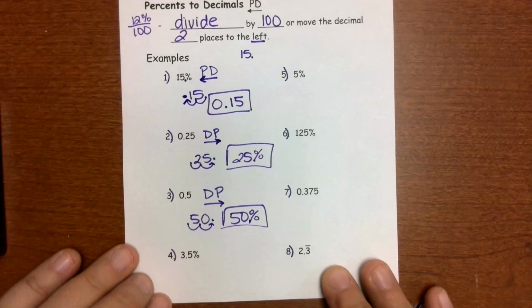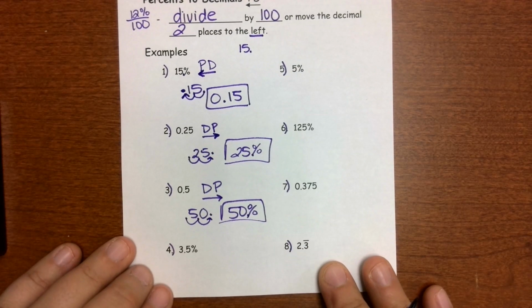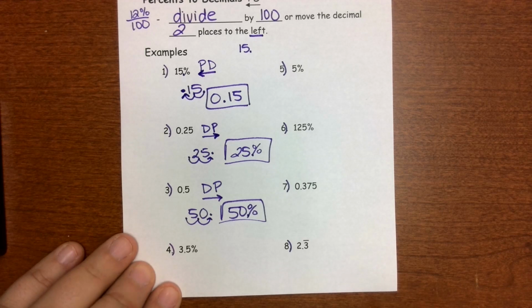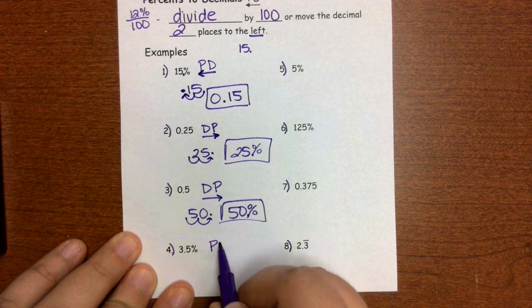So put your percent sign at the end. All right, number 4. We have 3.5%. So just because this has a decimal does not make it a decimal. It still is a percent.